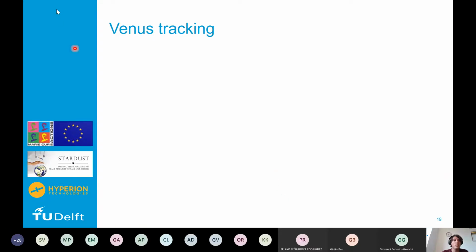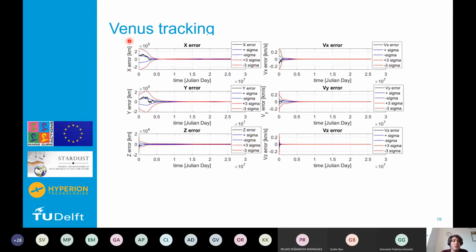So another reasonable question, as I was mentioning at the beginning, is the tracking strategy. So the first tracking strategy aspect has to be which body to track. This is what happened when we track Venus. So we see a strong increase in the accuracy of the estimation of the position and velocity of the spacecraft.